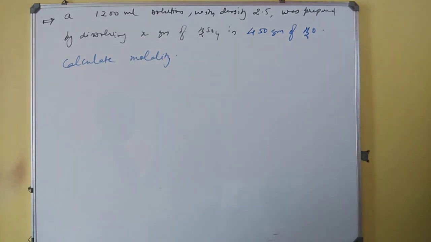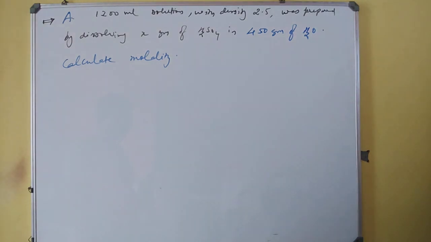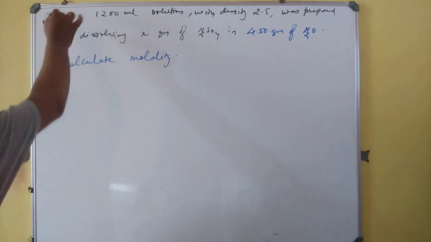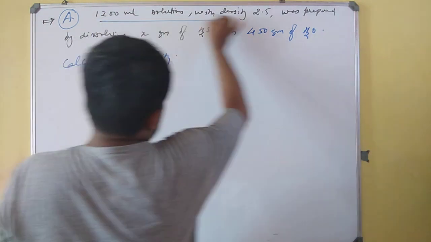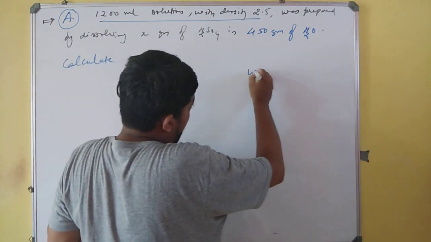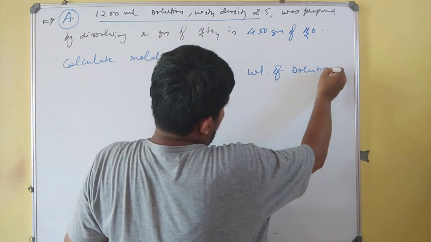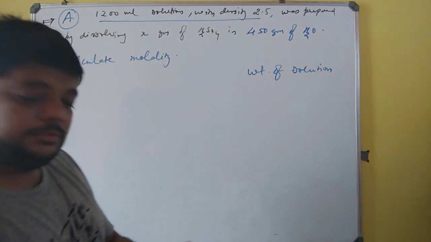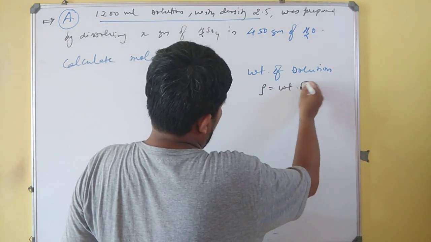Molality. Calculate molality. What are you supposed to do over here? Look into it carefully. 1200 ml of solution with density 2.5. From this, can I very clearly calculate the weight of solution? Yes, I can. See how.